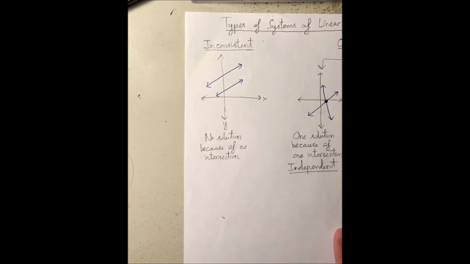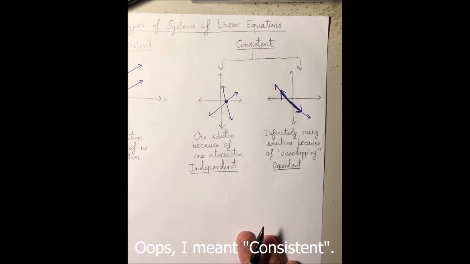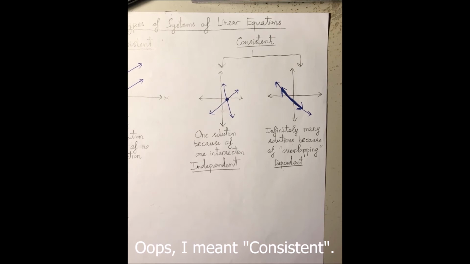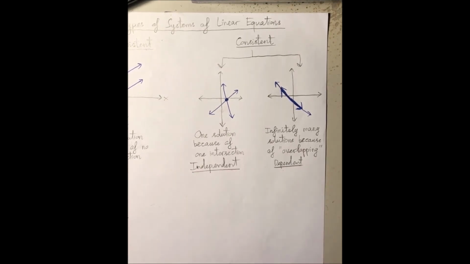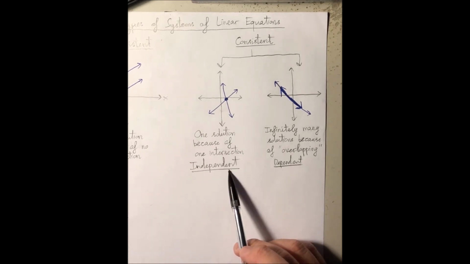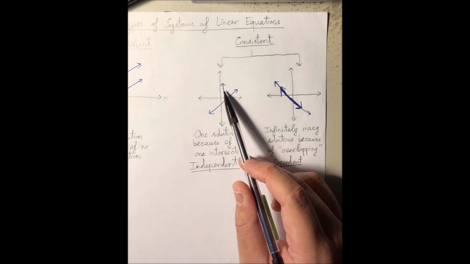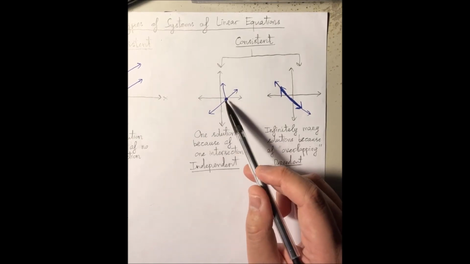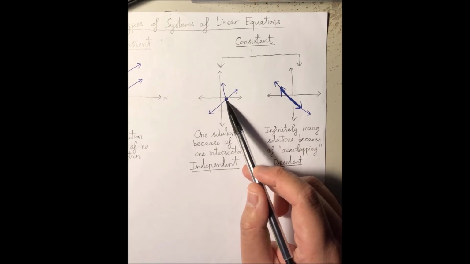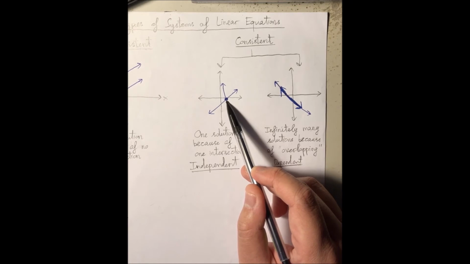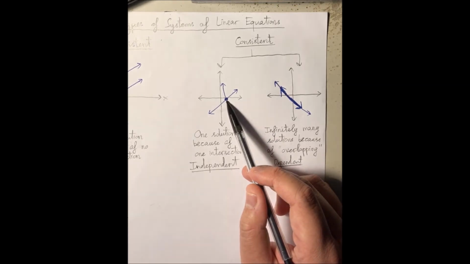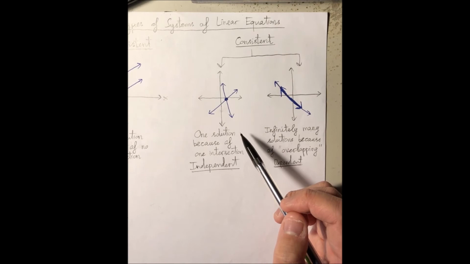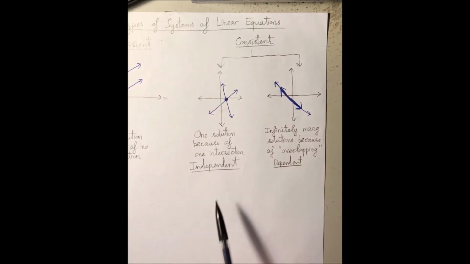But what about the next type? Well, the next type is the consistent type. For the consistent type of system, there are two subcategories: independent and dependent. The independent consistent type of system is where you graph the two linear equations and they intersect each other at exactly one point. This only point of intersection indicates that your system only has one solution. And because your system only has one solution, we say that your system is a consistent and independent type of system of linear equations.